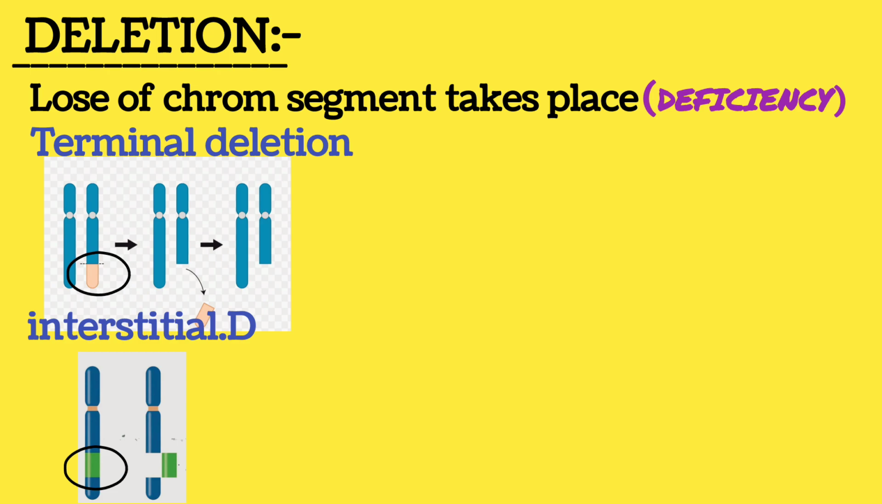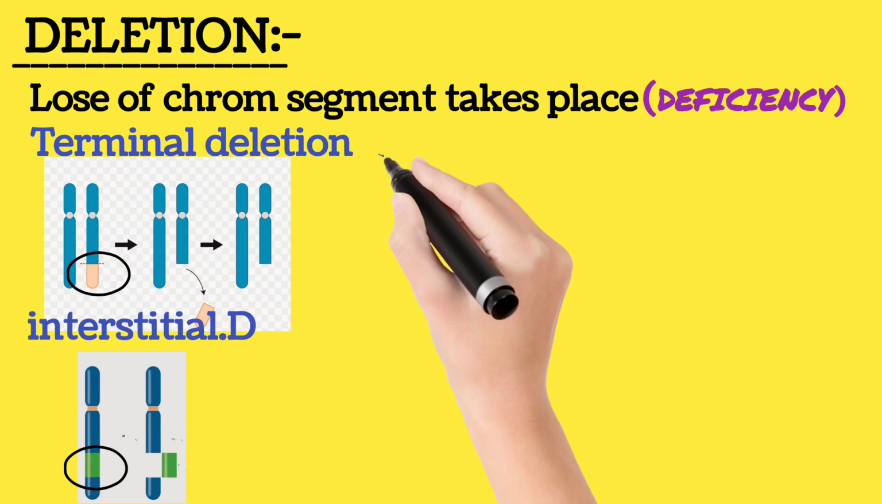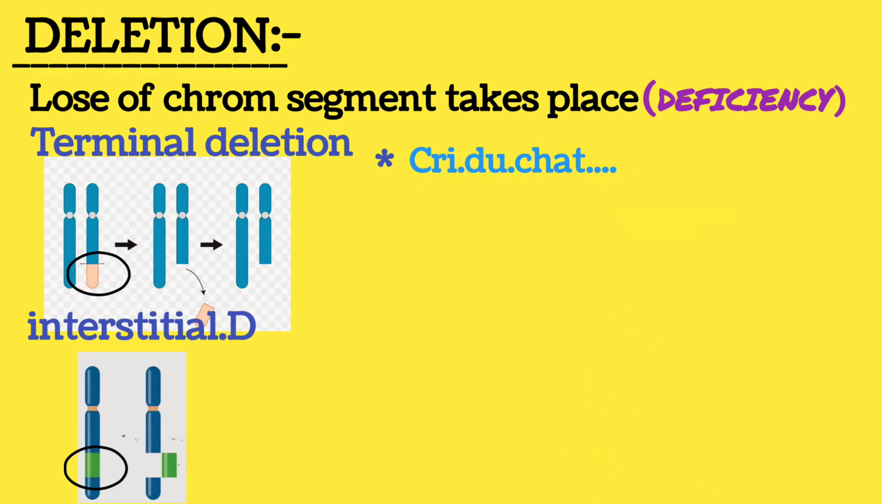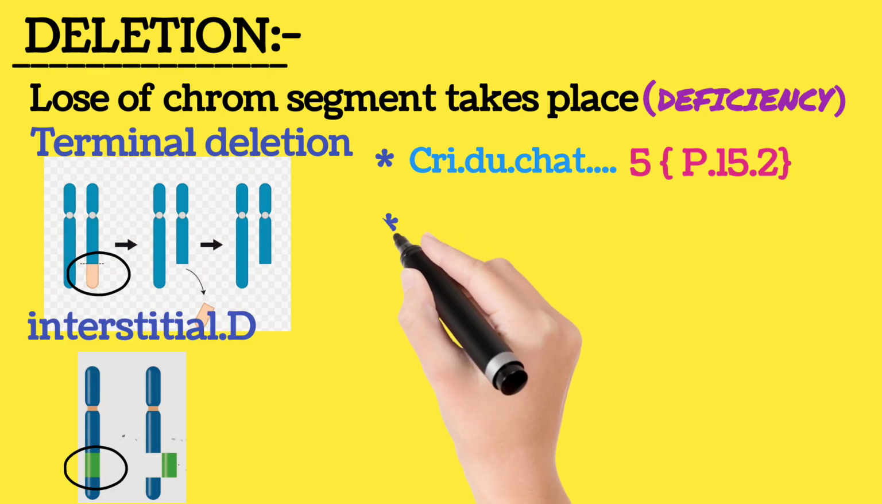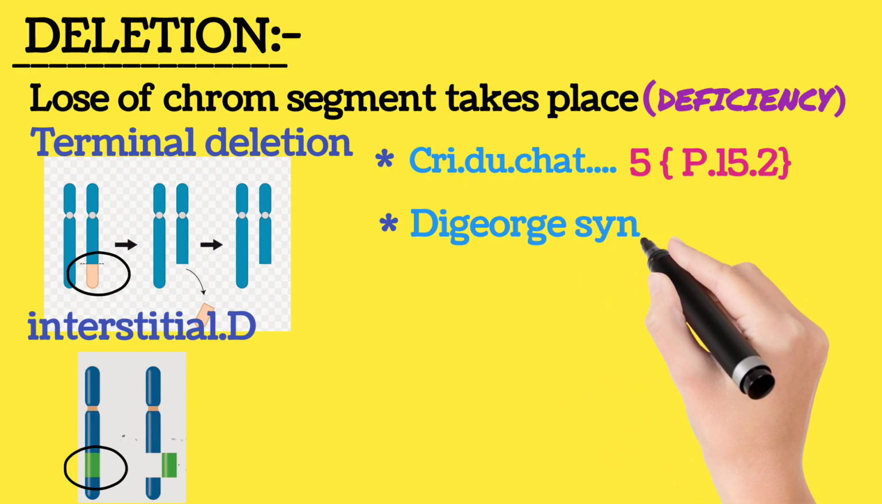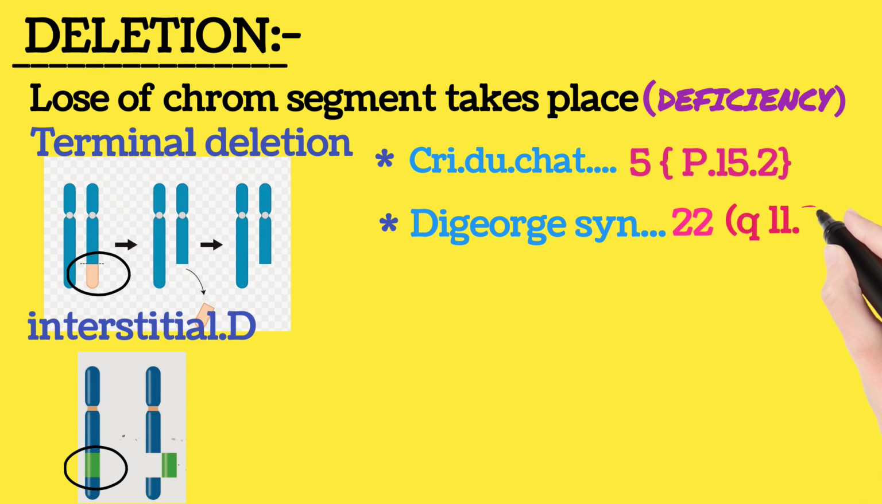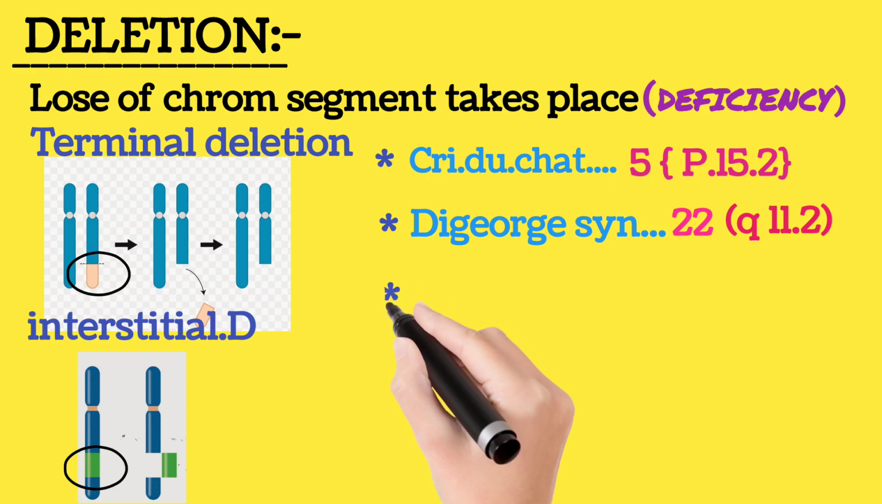Right? Deletion in humans develops different syndromes, like Cri-du-chat syndrome. It occurs due to deletion in chromosome number 5 at the p-arm, 15.2 region. The person has a cat-like cry, low birth weight, small jaw symptoms. One more disease is DiGeorge syndrome. It occurs due to deletion in chromosome number 22 at the q-arm, 11.2 region. These patients have heart defects, hypocalcemia, hooded eyelids.